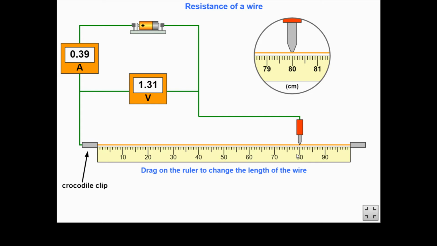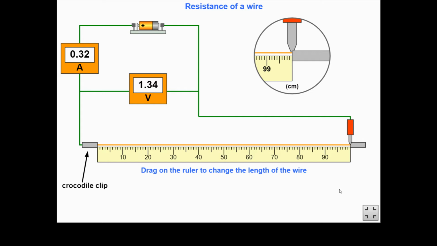And we've got 1.31 and 0.39. And the last one we're going to do is we're going to take it right up so that it's stretched over a metre, so 100 centimetres. And that is going to be 1.34 and 0.32. Right. So you've now got 7 readings.